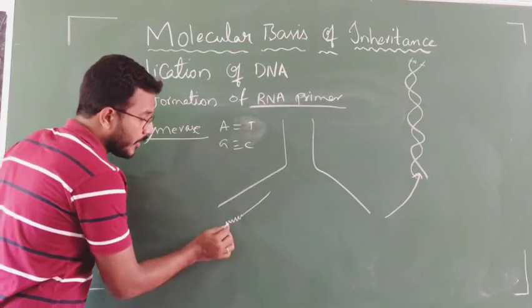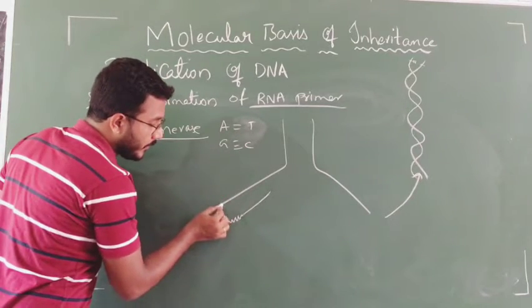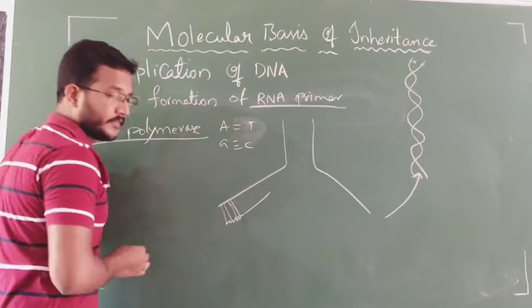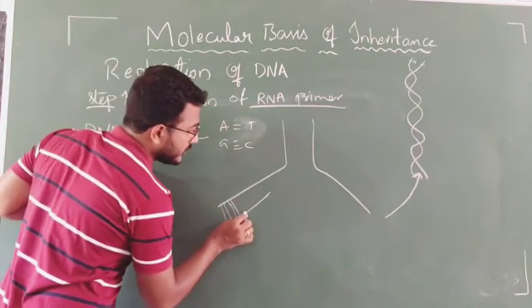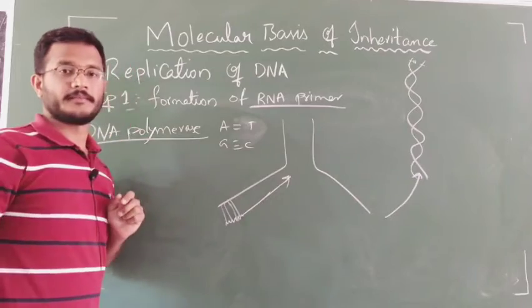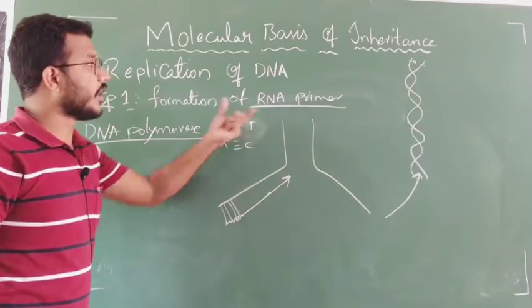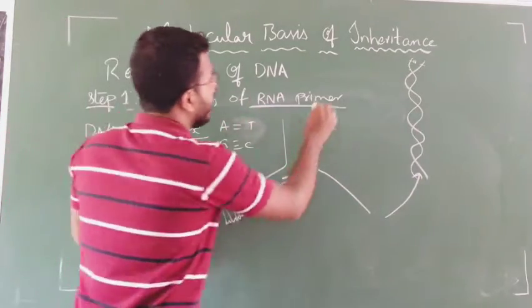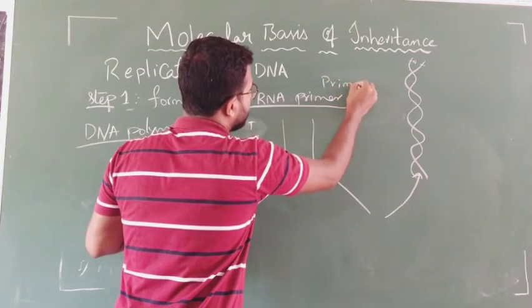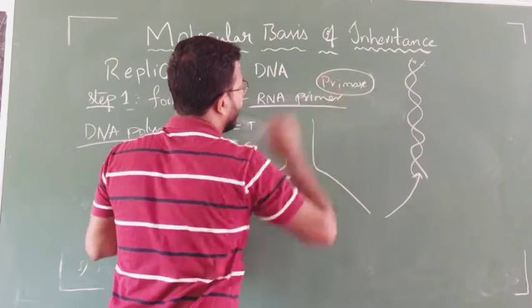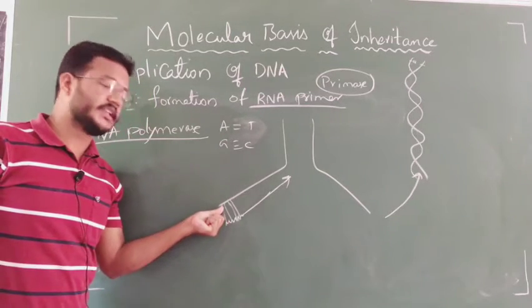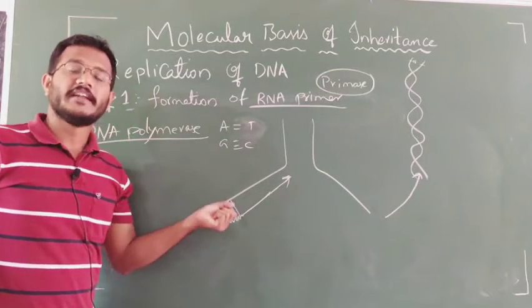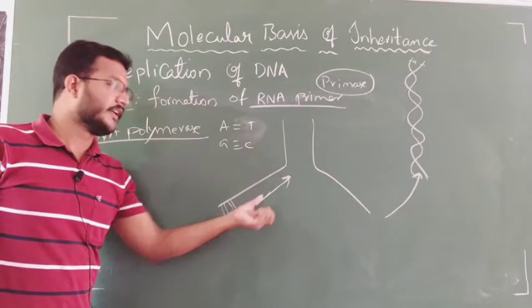So the RNA molecule, RNA primer will bring some nucleotides which are complementary, and then DNA polymerase will be stimulated and starts the synthesis further. So this formation of RNA primer was done by enzyme primase. Primase will bring the RNA primer which is complementary to this, and it will initiate, it will stimulate the DNA polymerase.